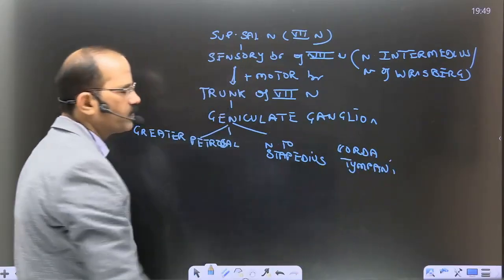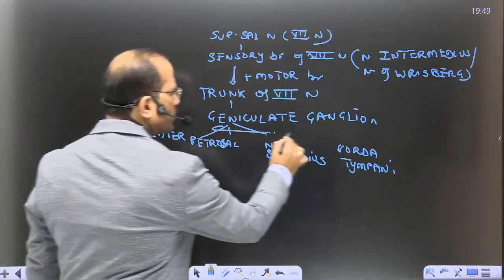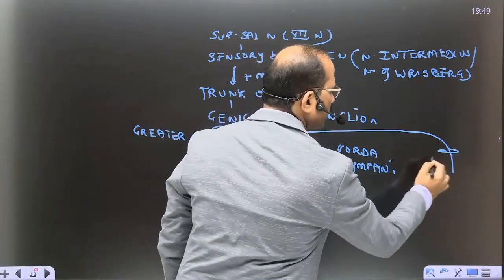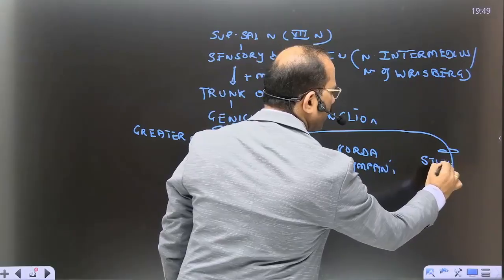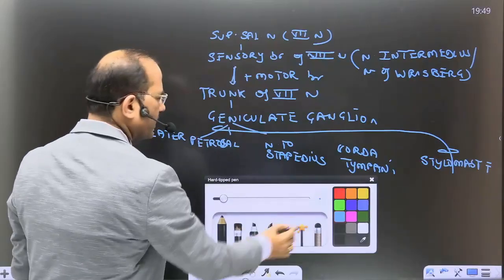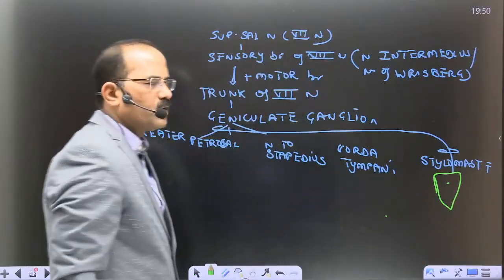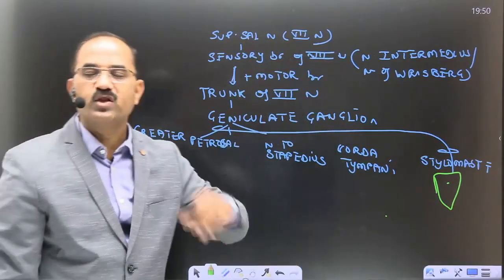Greater petrosal nerve, the nerve to stapedius and chorda tympani. And after giving these three branches, the facial nerve now gets out through the stylomastoid foramen. It enters a gland here. What is this gland here? The parotid gland. Okay. So the facial nerve first gives these three branches in the ear.